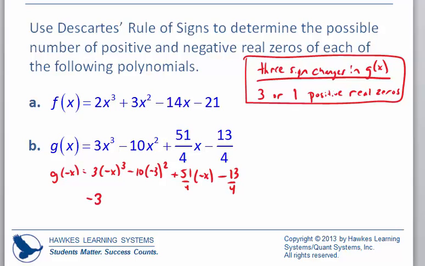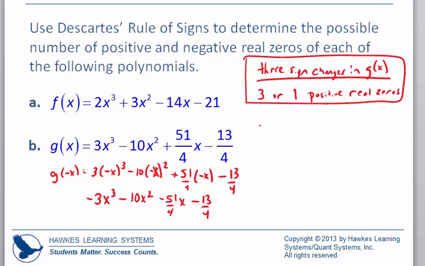So we're going to have negative 3x to the third. Negative x squared would be a positive x squared, so we'll have negative 10x squared. We have minus 51 over 4x and minus 13 over 4. So how many sign changes do we have there? We have 0 sign changes.